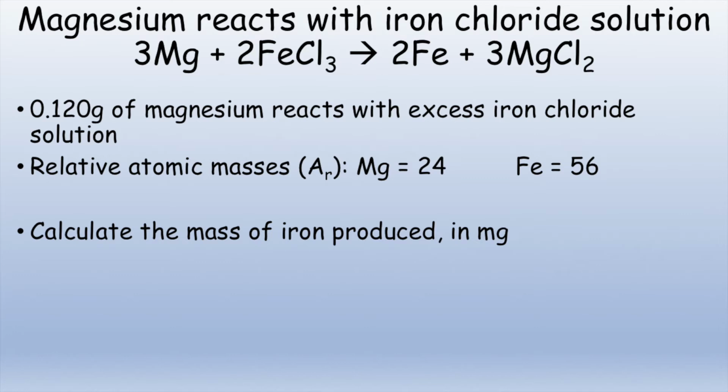Over to you. Here is an example question for you to try. In a moment, pause the video for 5 minutes and attempt this question. I will follow with the answer. Magnesium reacts with iron chloride solution. See the formula below.